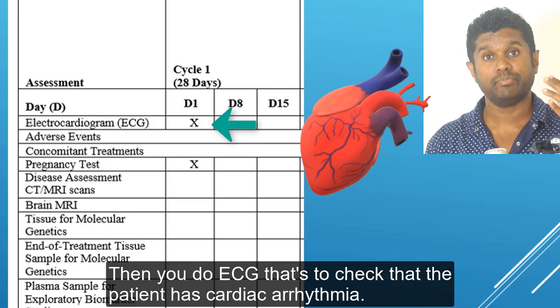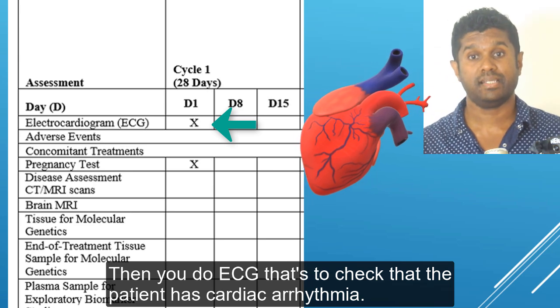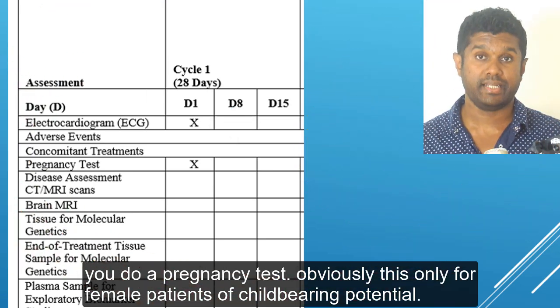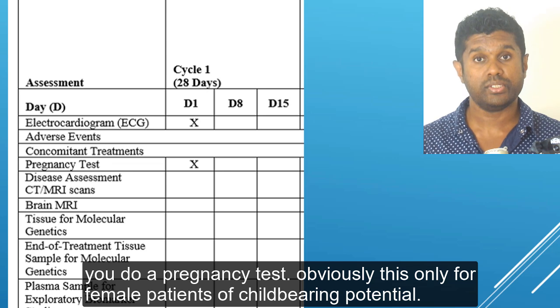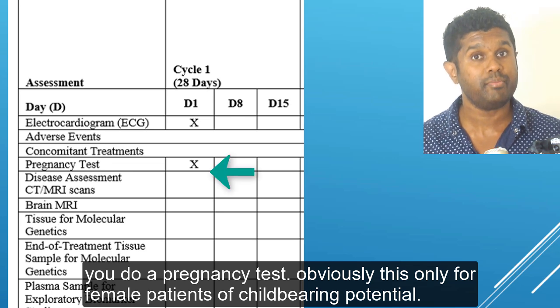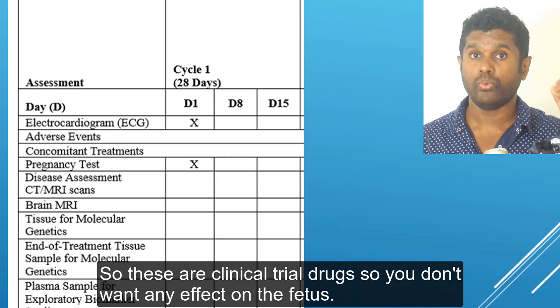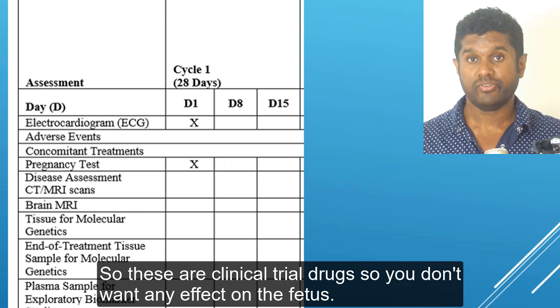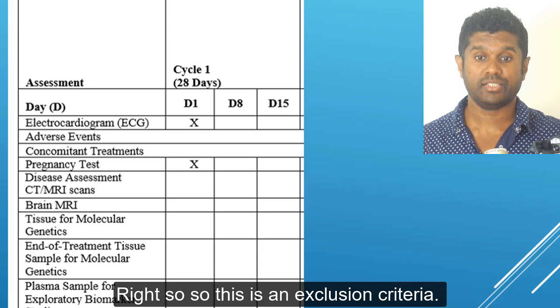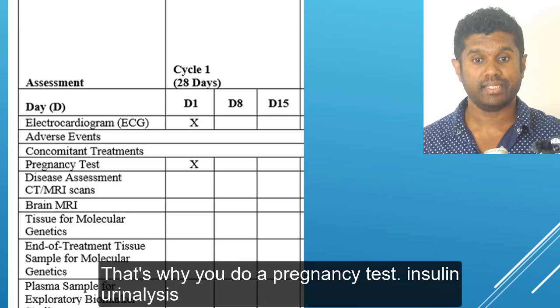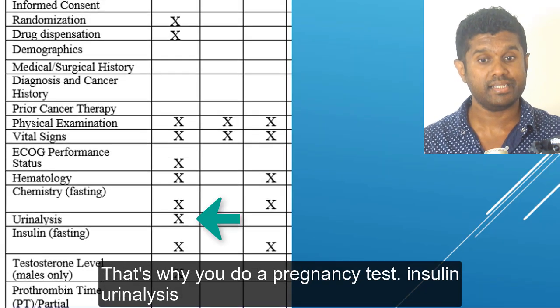Then you do ECG. That's to see whether the patient has cardiac arrhythmias at baseline. And you do a pregnancy test. Obviously, you do this only for female patients of childbearing potential. So this is a clinical trial drug, so you don't want any effect on the fetus, right? So this is an exclusion criteria. That's why you do a pregnancy test, insulin, urinalysis.